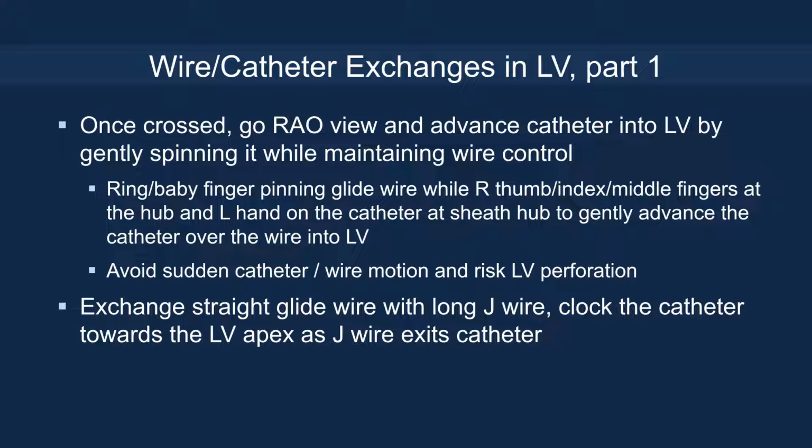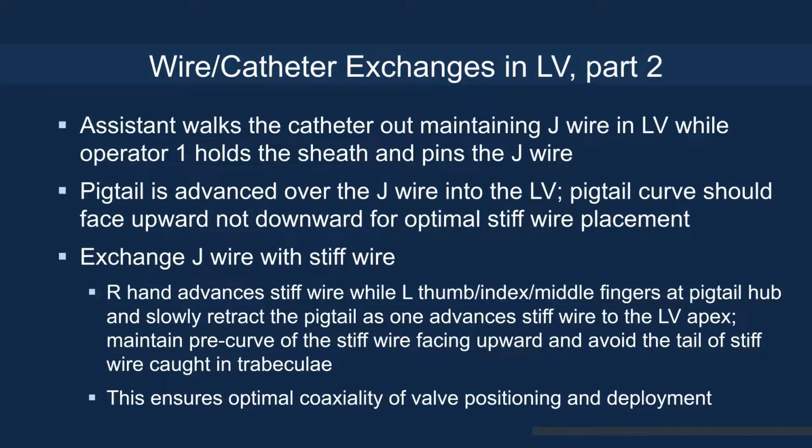And then you exchange the straight glide wire with the long J, clock the catheter towards the LV apex as the J wire exits the catheter. And afterwards, the assistant walks the catheter out to maintain the J-wire in the LV while operator one holds the sheath and pins the J-wire. The pigtail is then advanced over the J-wire into the LV, but the pigtail curve should be facing up, not down, for optimal stiff wire placement.